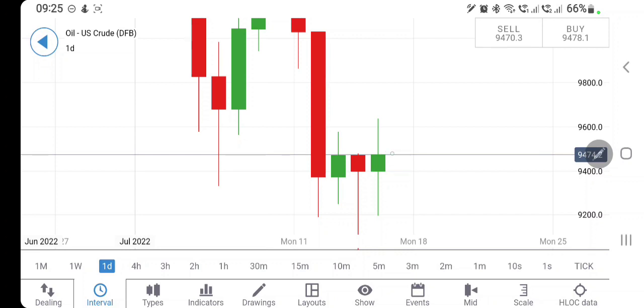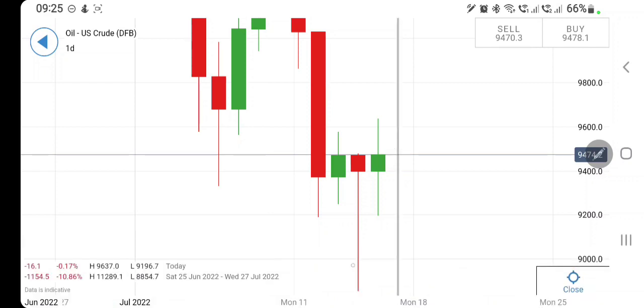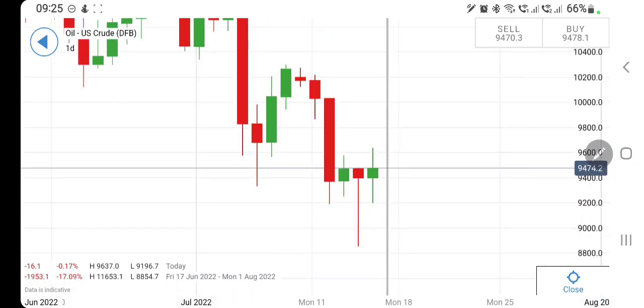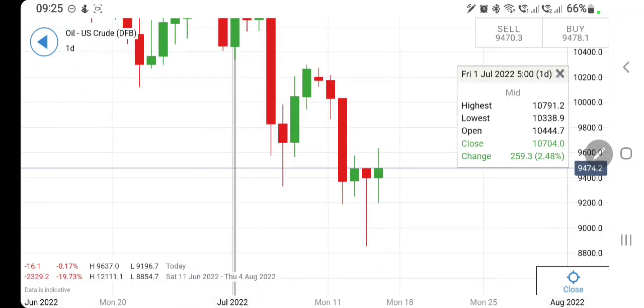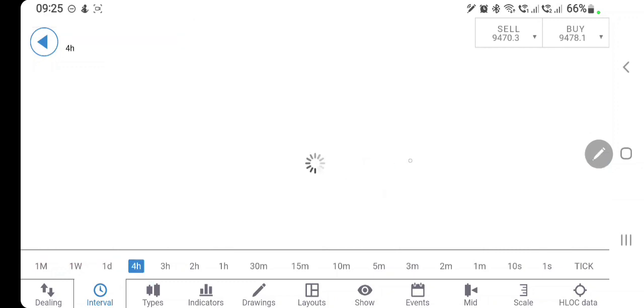Else, any opening below 95, it may again try to take it further high. The target is going to be 97, which is the next resistance zone, and beyond that we may see it flying towards 100. Whether it is going to happen or not, let's have a more detailed look with the help of 4-hour charts and weekly charts.